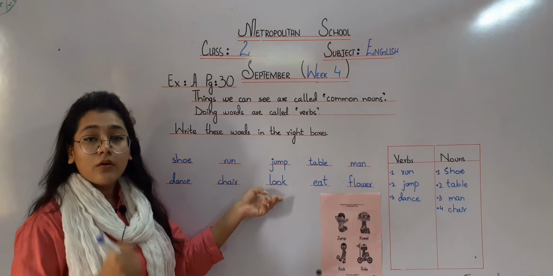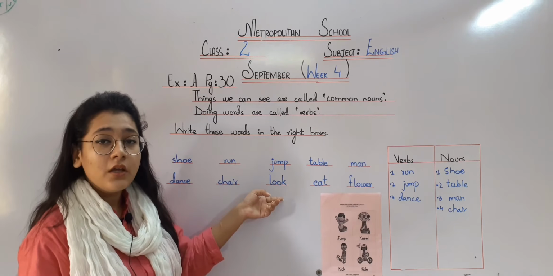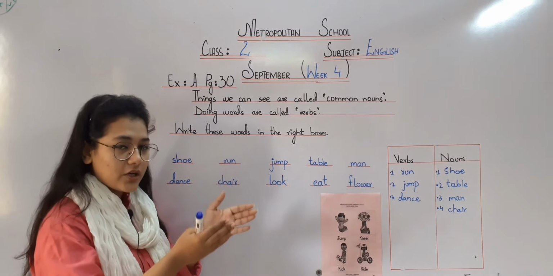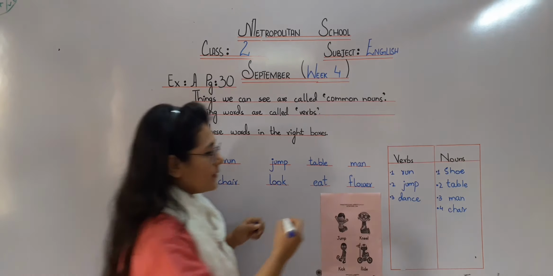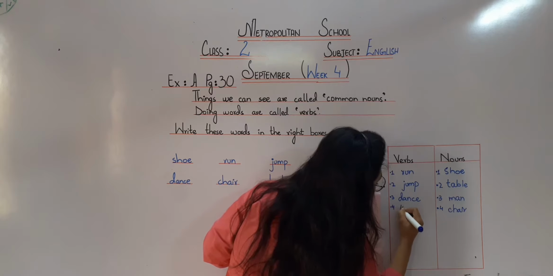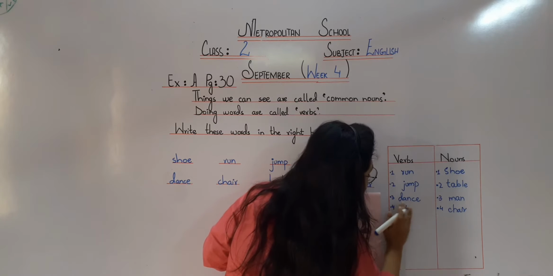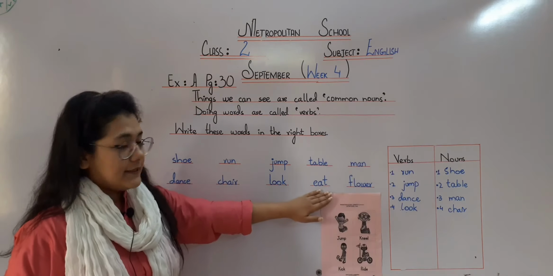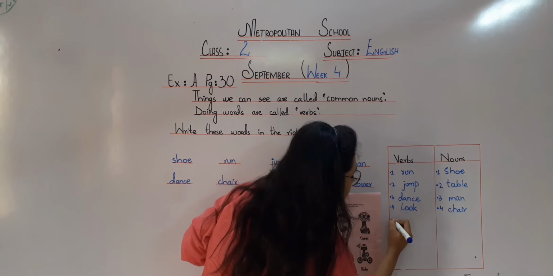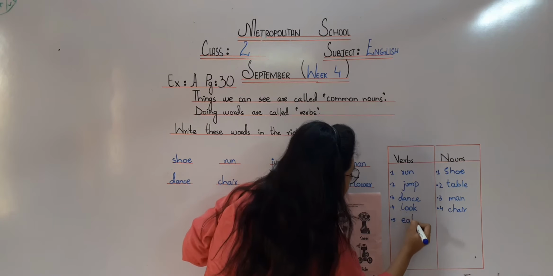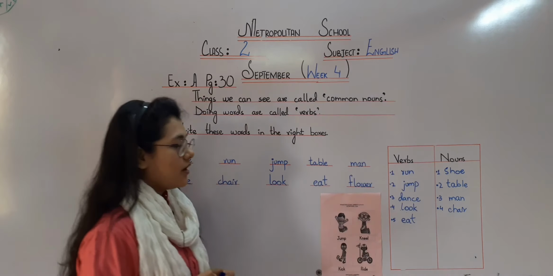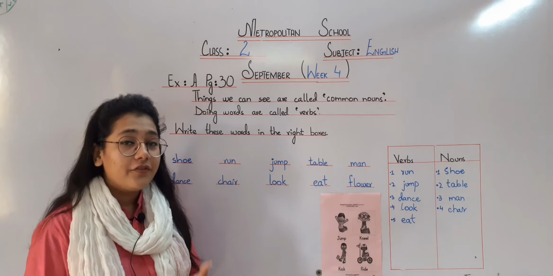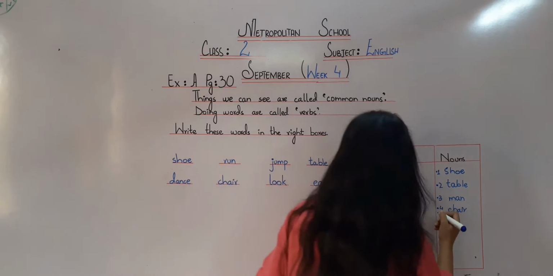Then look. When we look at something or someone, we do an action, right? When I tell someone to look over there, he is doing some action, he is looking. So it will be written in the verb section. Then eat. Eating is also an action, so I will write it in the verb column. And the last one is flower. What is a flower? It is a part of a plant and has a different name. So it will be written in the noun column.